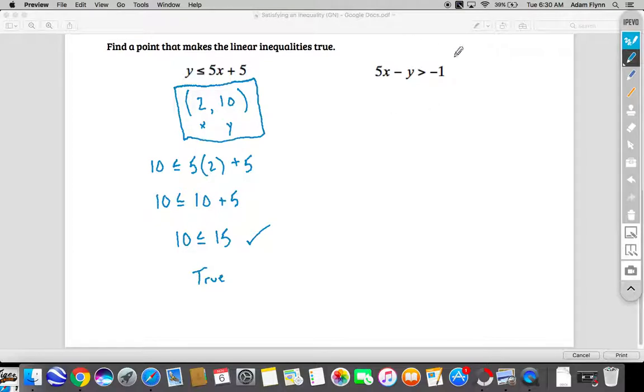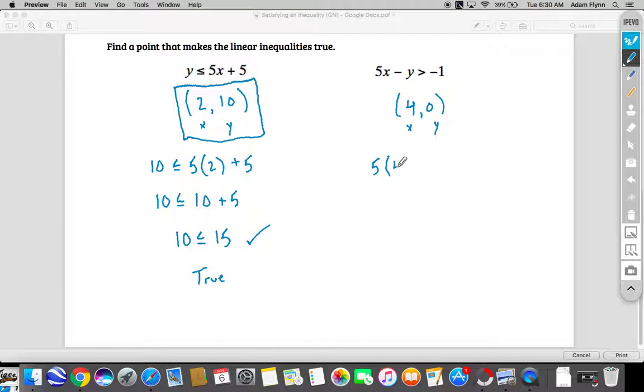So first off, it's in standard form because x and y are on the same side. We have 5x minus y is greater than negative 1. So again, I'll pick another random point. How about (4, 0)? Okay, and now I'll just plug this ordered pair, this point, in for my x and my y.